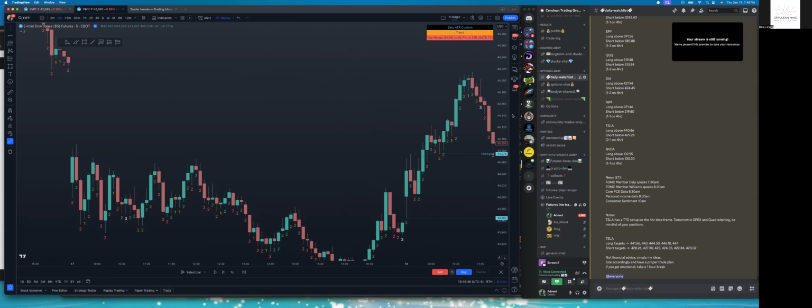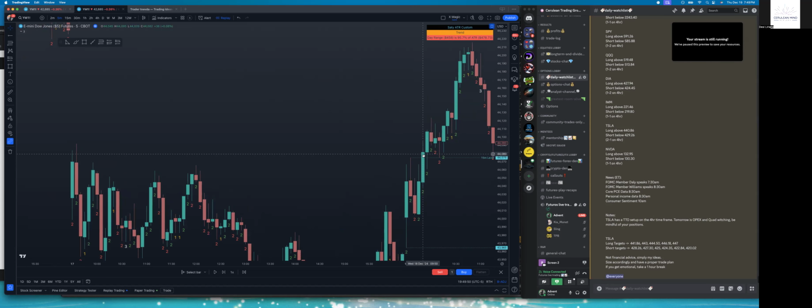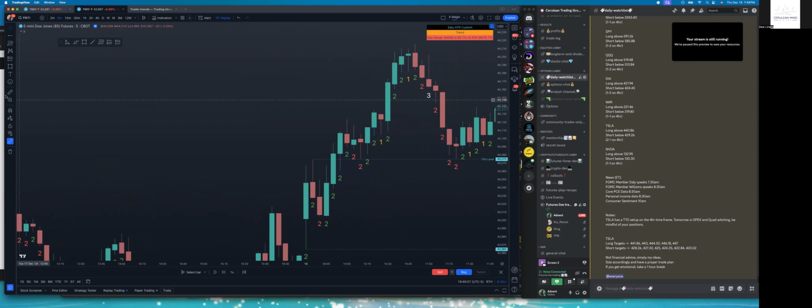while yes, it can be valid because it created displacement here, I just don't like this wick because it's telling me there's some sellers that are present, which I personally don't like. Even though this trade would have worked out if you took that trade, stop loss is 50 points, max target is 100. Even though it worked out, I wouldn't have taken this trade because it's not the absolute best version that I want. And if it's not the best version I want, I don't care to take it.